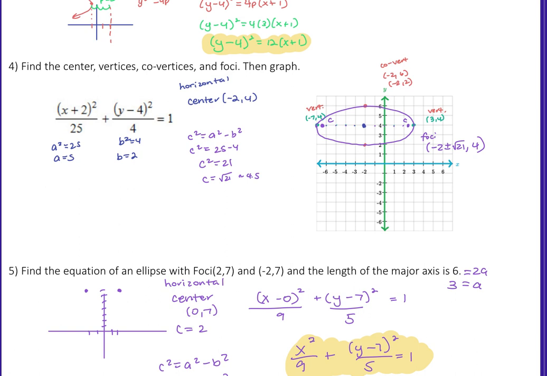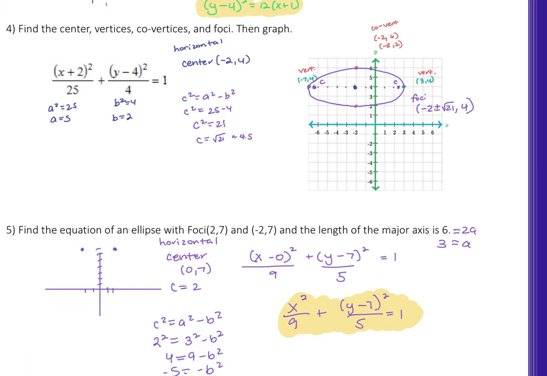4 was the bigger denominator is 25, and it's under the x, which means it's horizontal. My center is -2, 4. A squared is 25, so a is 5, and b squared is 4, so b is 2. We went right and left the a, up and down the b, and then c squared equals a squared minus b squared, which is 21, and c ends up being square root of 21.